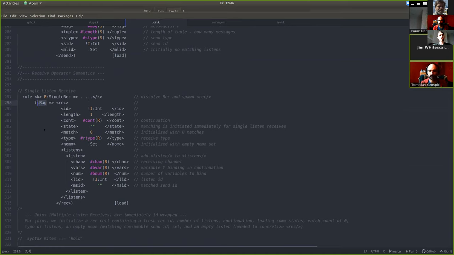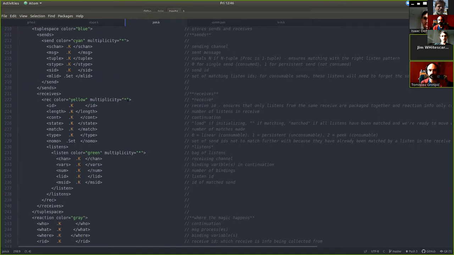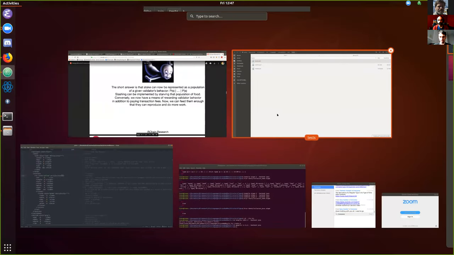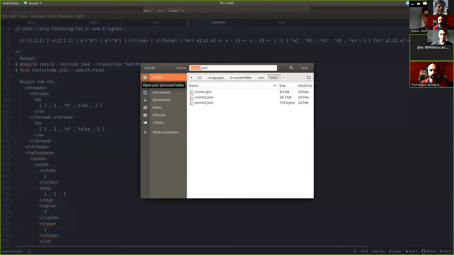So the configurations. Okay, so the cells in the configurations that get this multiplicity star. Multiplicity star means that there could be zero or more of these particular cells, right? So it is possible to generate the default configuration. If I were to just parse nil or something and then have this run, I can show you what that configuration would look like. Let me do that real quick, because that'll make a lot more sense than me just saying what will happen.